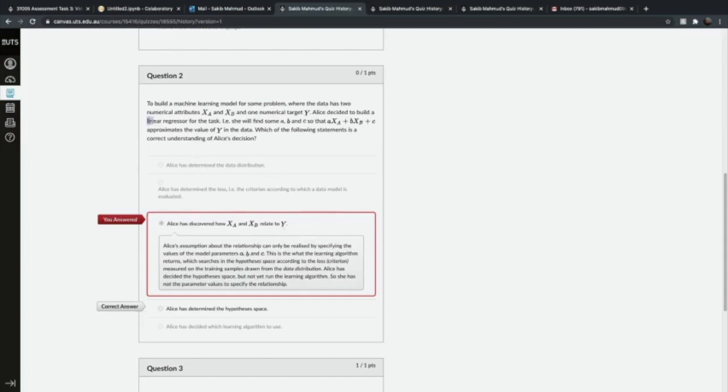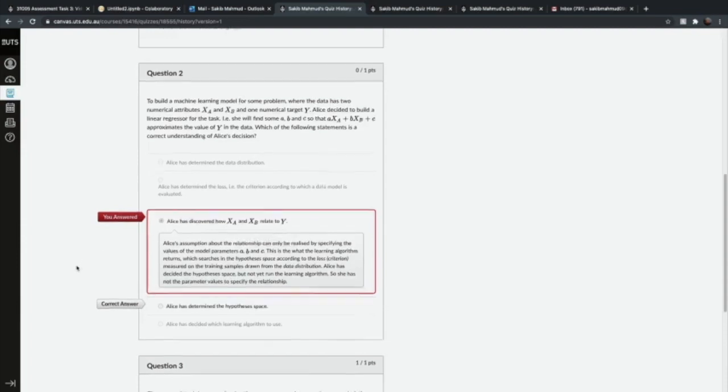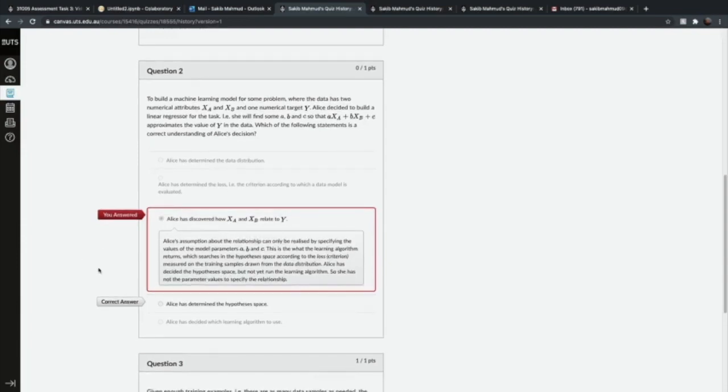Since this is a linear regression model, the way a linear regression model works is the relationship between two variables through a straight line equation is defined between one independent and one dependent variable. So I had considered the relations of XA and XB with Y, and I believe Alice had done the same. What I had not taken under consideration was that the value of the model parameters A, B, and C were also required in order to do that.